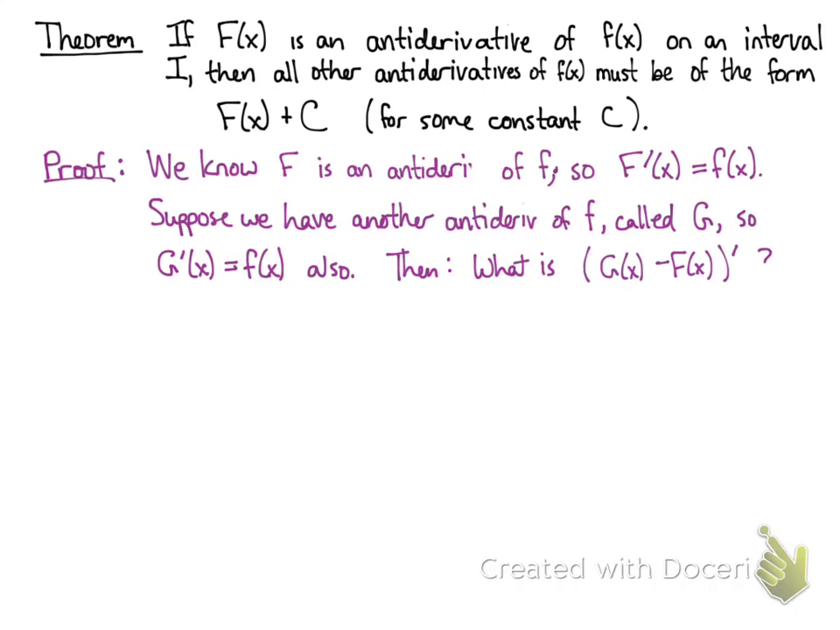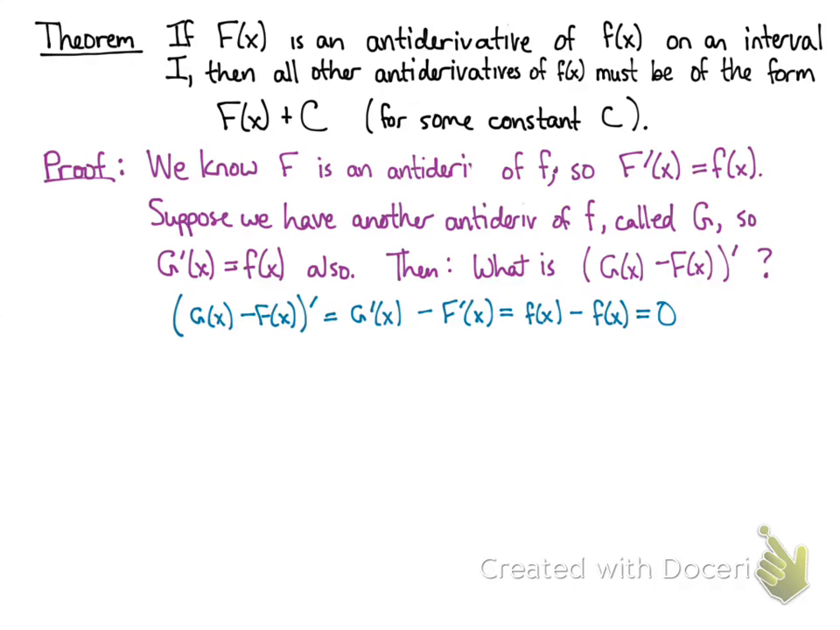Now let's look at what the difference is between our other antiderivative G of x and the one we started with, capital F of x. So we'll take that difference, G of x minus F of x, and we'll take its derivative. Well, I just take the derivative of G minus the derivative of F. That's how derivatives work with addition and subtraction. And both of those derivatives were little f of x, because they're both antiderivatives of little f. And so what I get is 0.